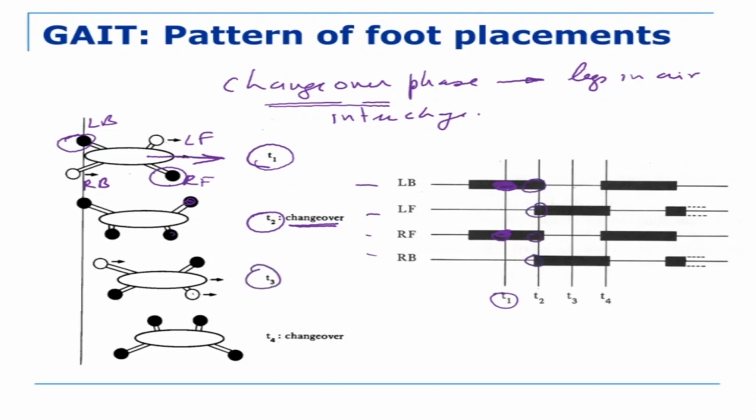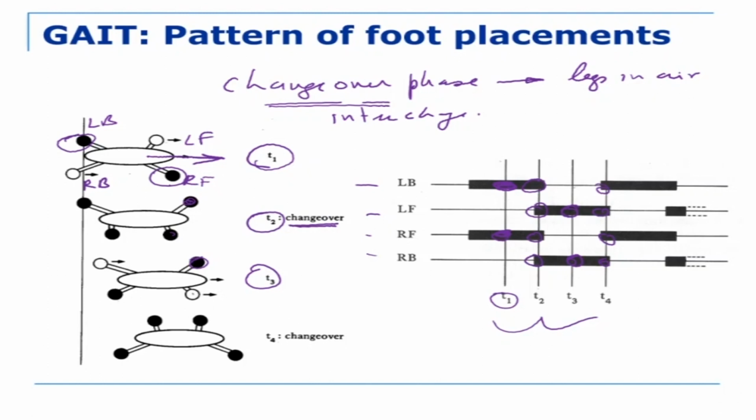At T3, in the first case the right was on the ground, so now the left is on the ground. And then all are on the ground again, the changeover phase. So this is the way it goes. This is basically called the gait diagram.